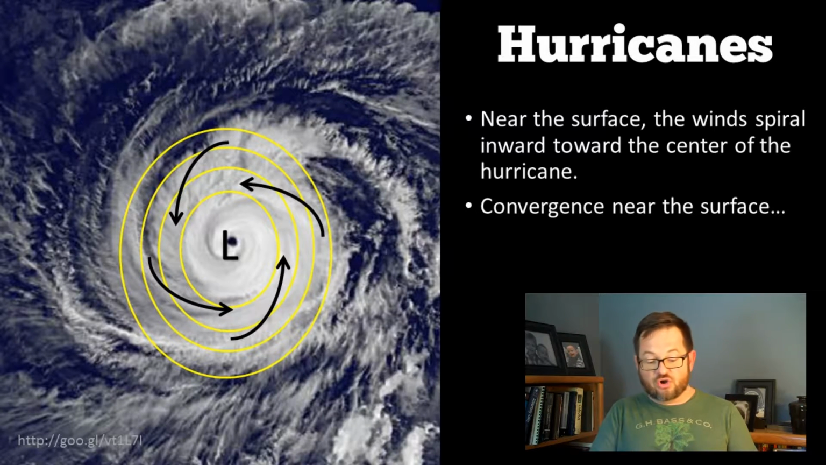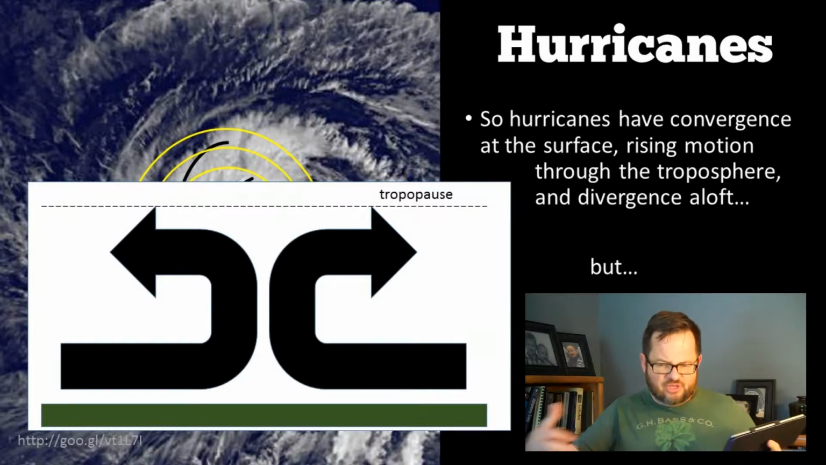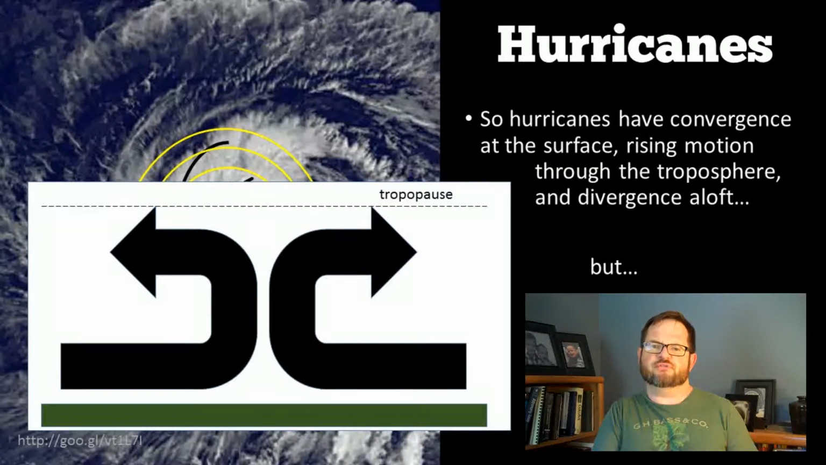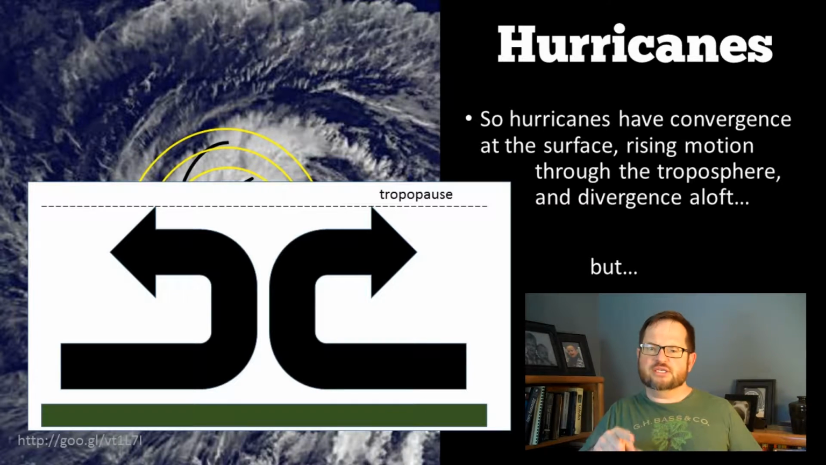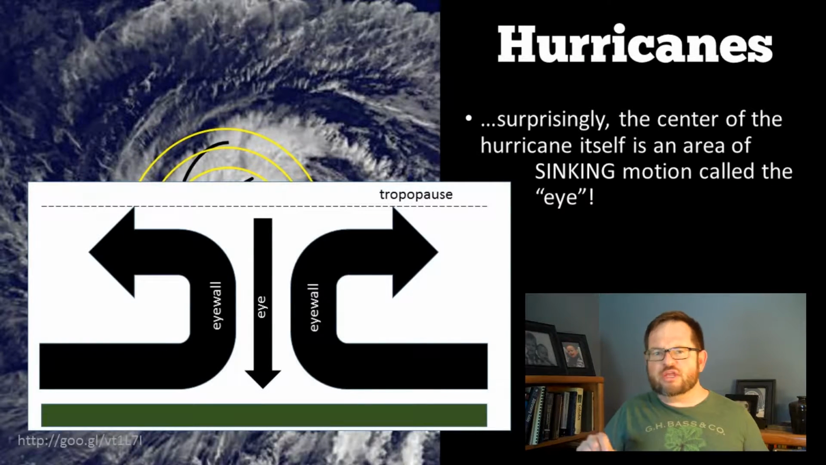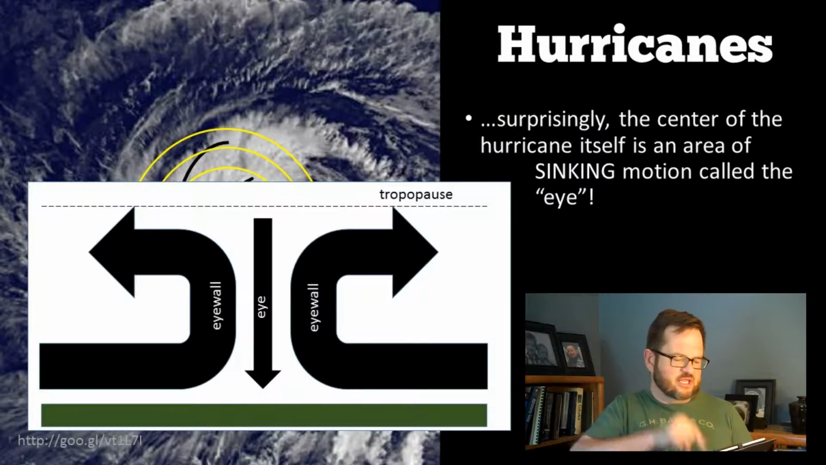You can see that the hurricane is an area of convergence near the surface, and it's got storms, and storms are associated with rising motion. So it's one of these features where we have air converging at the surface, rising through the depth of the troposphere, and then spreading out near the tropopause. That's a pretty good description of what a hurricane does, except a hurricane is different. It has a narrow area of sinking motion right in the middle.